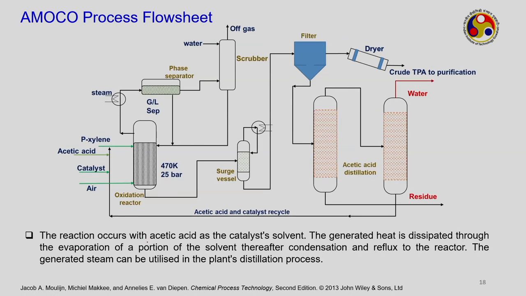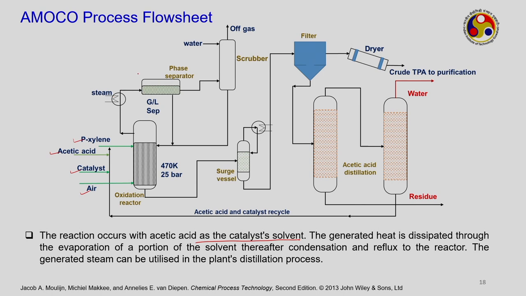The reaction occurs with acetic acid as the catalytic solvent, just now I repeated. The generated heat is dissipated through the evaporation of a portion of solvent. Thereafter, the condensation and reflux to the reactor takes place. The generated steam can be utilized in the plant's distillation process. So if you see, you have the initial feed coming in, the paraxylene, acetic acid, air and these things all coming into the oxidation reactor.